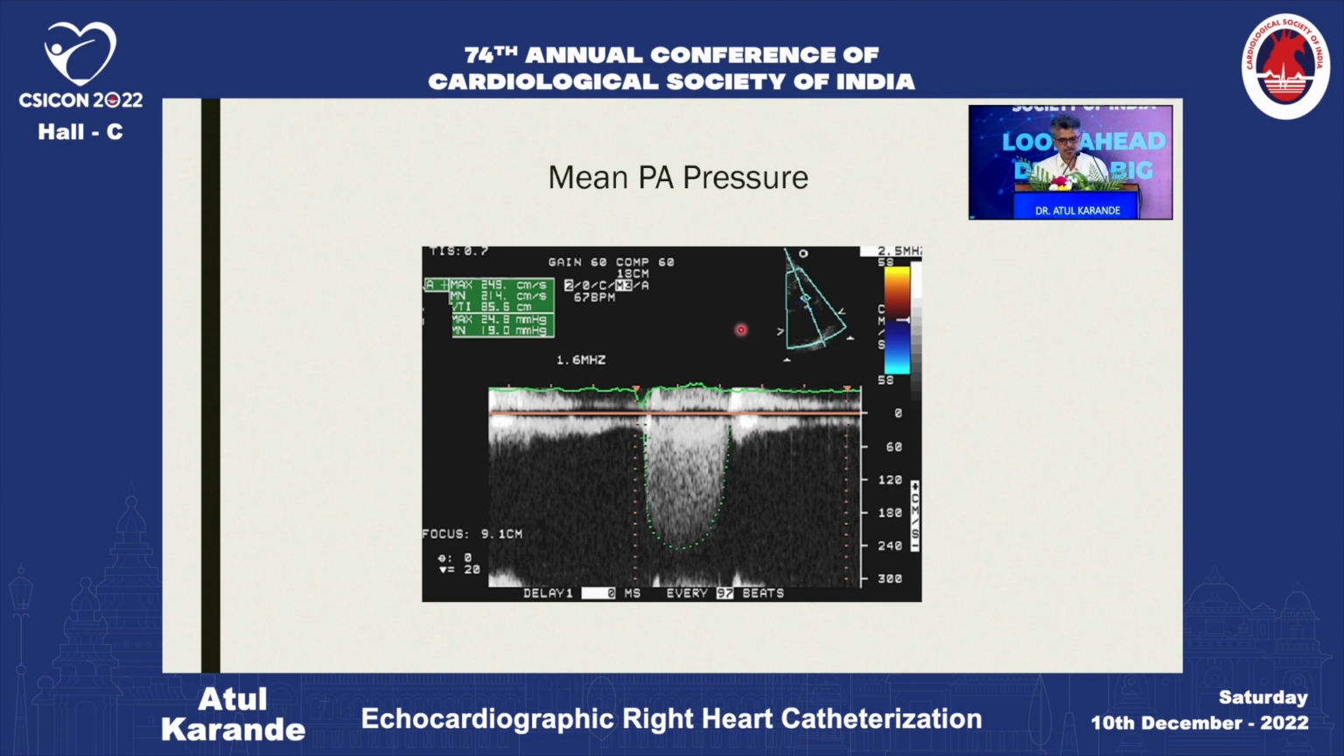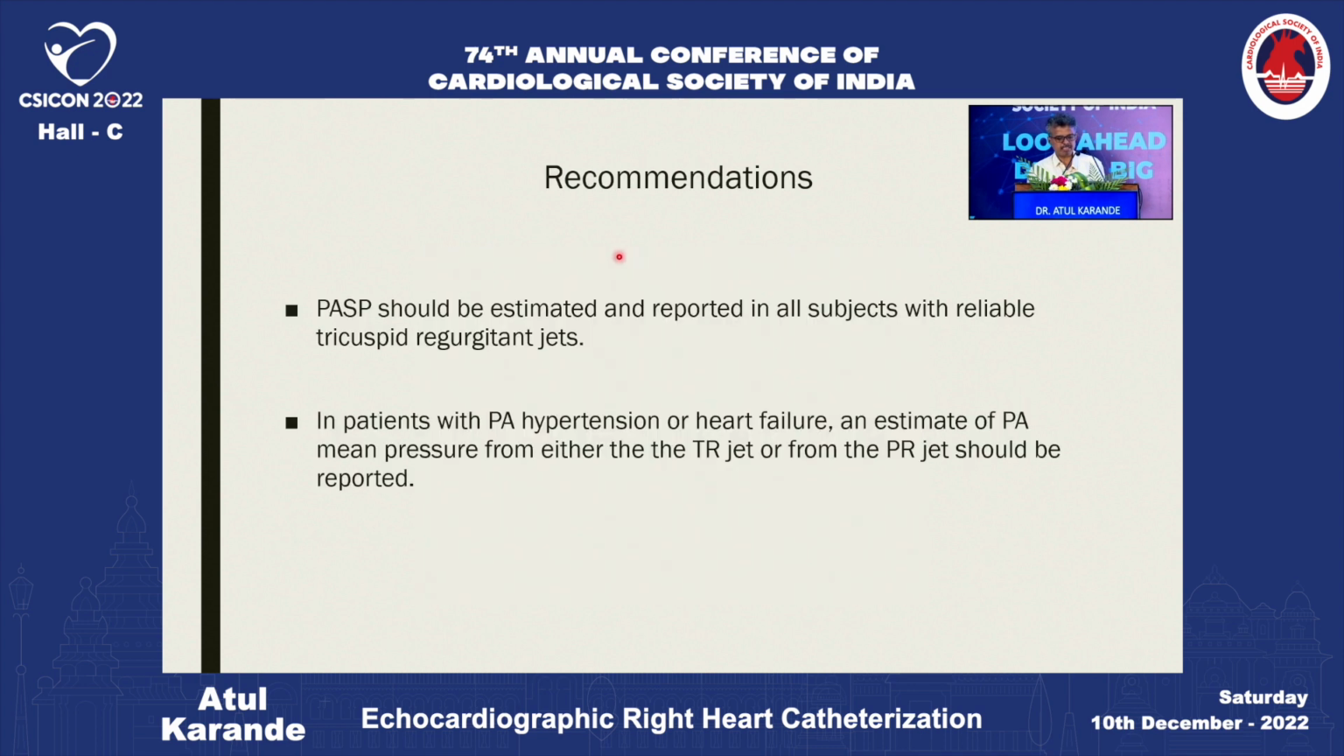Then one more recently introduced method is with the help of the mean TR regurgitation jet. Measure the mean velocity of the TR regurgitation jet and add RA pressure to it. And this method has been validated by right heart catheterization also. Whenever possible, we should try to measure the mean PA pressure with several methods.